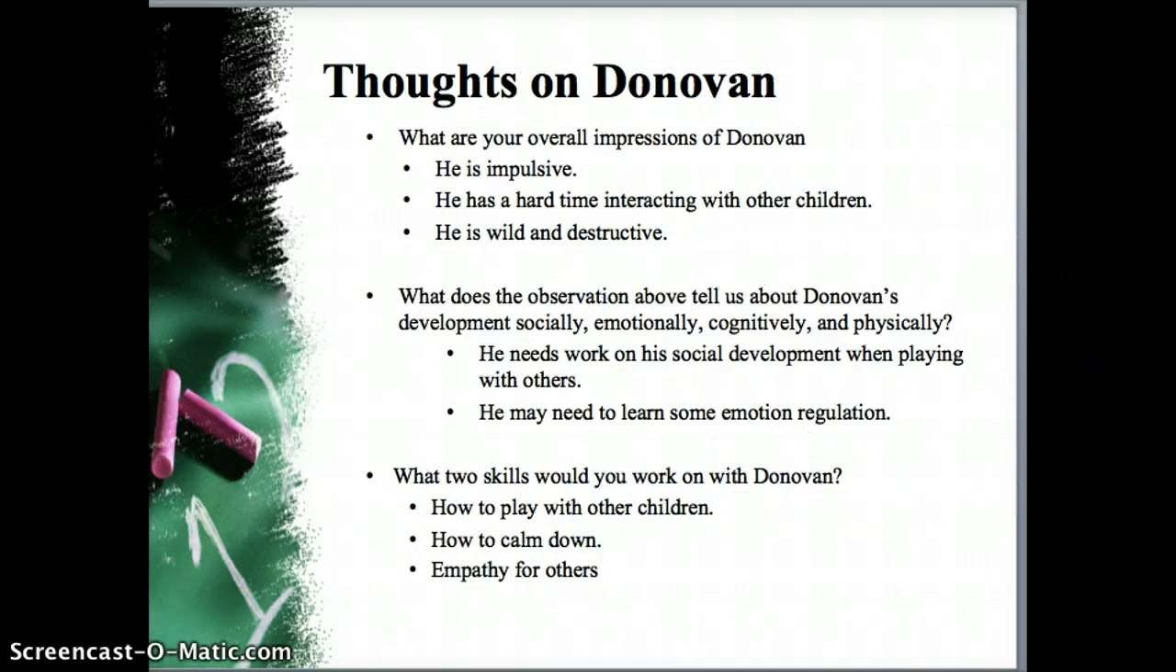So let's think about what this observation told us about Donovan. What are your overall impressions of Donovan? Many people would say that he's impulsive. He has a hard time interacting with other children, and he's wild and destructive. When we look at the observation, what is it telling us developmentally about Donovan? When I look at his social development, it's saying he needs to work on the social skills while playing with other children. And he may need to learn some emotion regulation. He got very wild and excited at the end, and he might have a hard time calming down. So some skills that you might set for Donovan, based on the information from this observation, is how to play with other children, how to calm down, and also some concepts of empathy for other children.